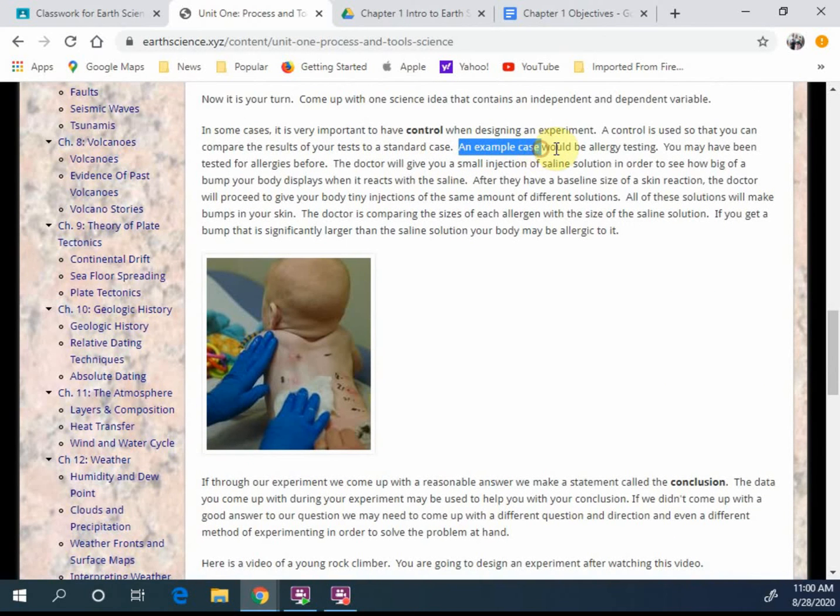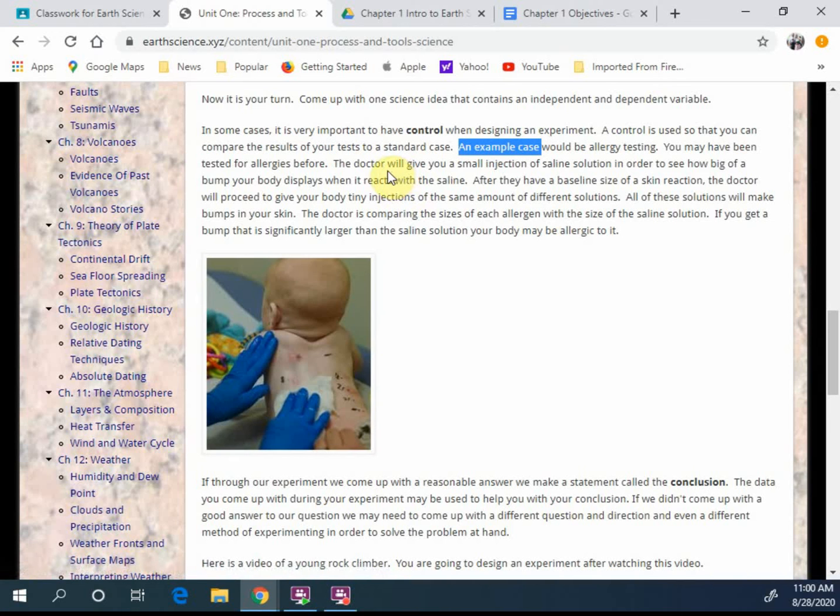An example case would be allergy testing. How many of you have had allergy tests to see what you're allergic to? Okay, 3, 4 of you? Now you understand, or will understand, a little bit more of why they do this and how they're able to identify what you're actually allergic to versus not.